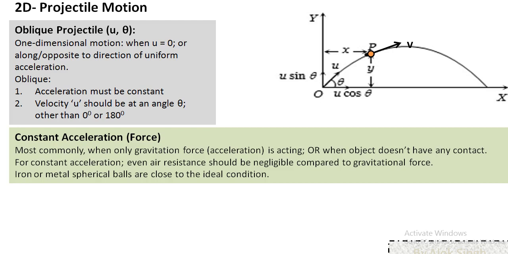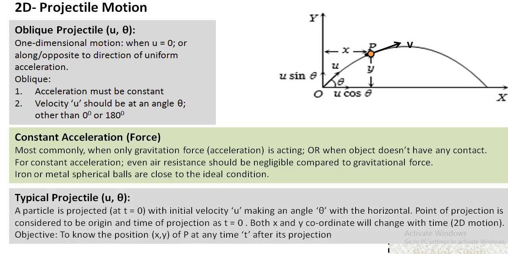We get close to the ideal scenario if the object which is projected is something like an iron or metal spherical ball, which is close to ideal condition. Because it will have large mass, hence large gravitational force, and because of its spherical shape, the air resistance would be much smaller.